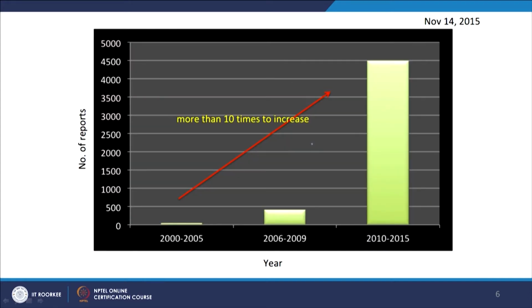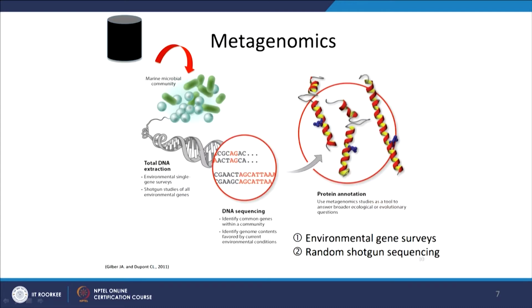Alrighty, now as the price is reducing and the need is being more and more appreciated, obviously the trend for the number of publications in leading databases is like this. So in 2000-2005, there were very few papers on soil metagenomics. In 2006-2009, we had a considerable number. In 2010-2015, we just shot up. So there's a lot of interest from the scientific community.